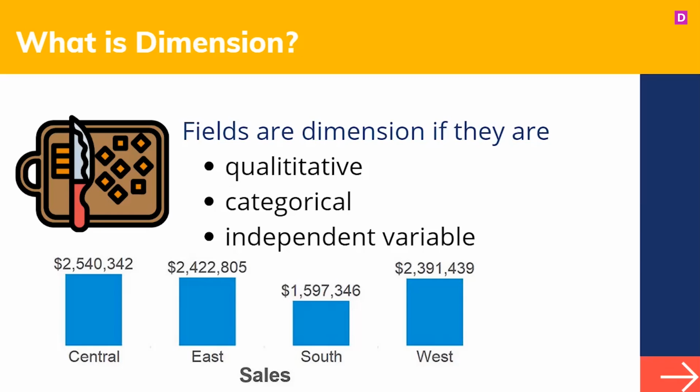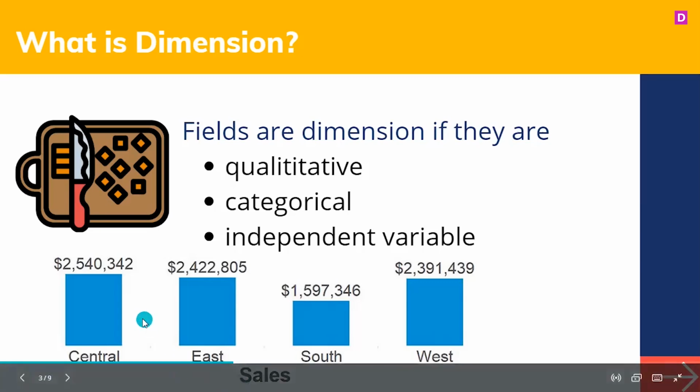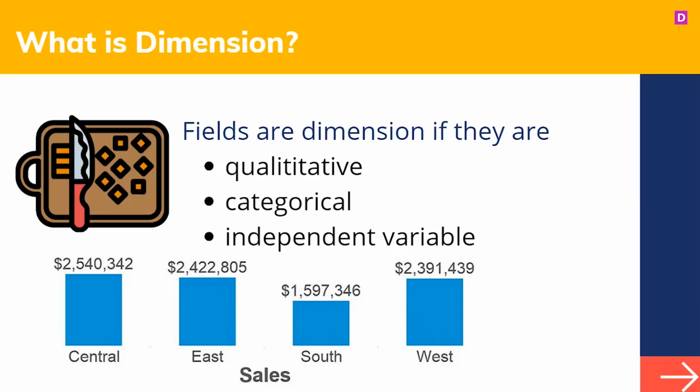So how is it broken down? It is broken down based on the region. When it is broken down by region, we can get better insight on the data. As you can see here, we can get one clear idea from this visualization: the south region is having relatively low sales compared to the other regions. So this is the idea of my dimension. I hope you got an idea, right?